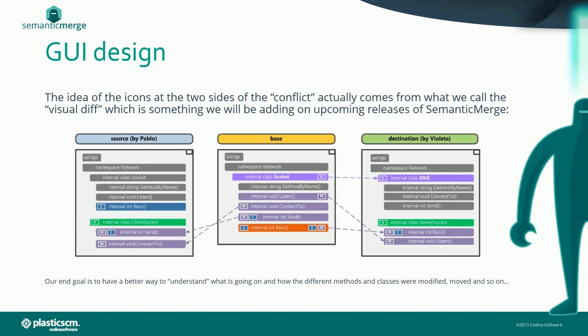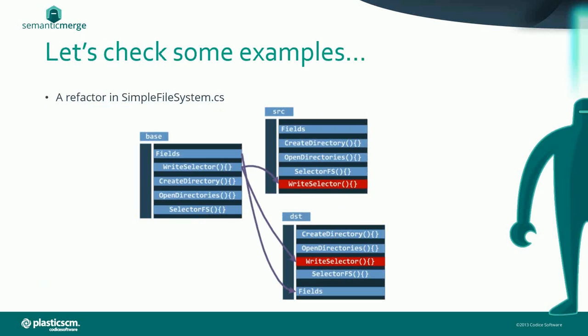Okay, let's go then. Let's now check a few examples. I'm going to try to run some examples using the actual tool and let you see how it works. So suppose we have a class called SimpleFileSystem. In this SimpleFileSystem class, we have a few fields, and then we have 4 methods. Now suppose one of the contributors moves the writeSelector method down, so it's going to be the last one in the class, and also modifies it.